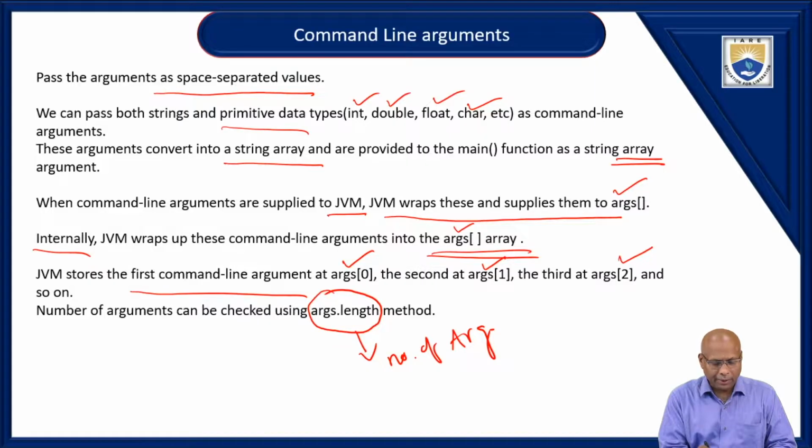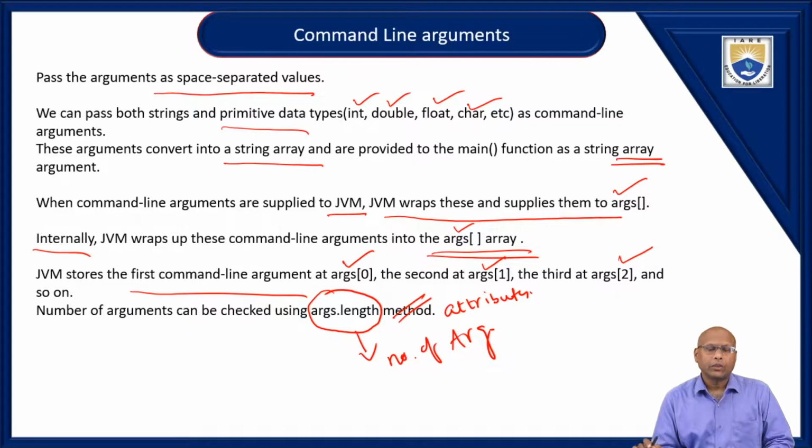So the number of arguments can be checked using args.length. It is not a method, you can say it is an attribute. Using this args.length, you can find out how many arguments you pass at the command prompt. Now let us see a small program and how you can use it in the application.